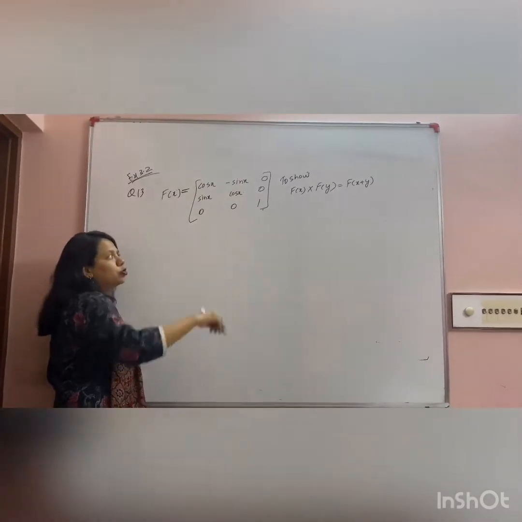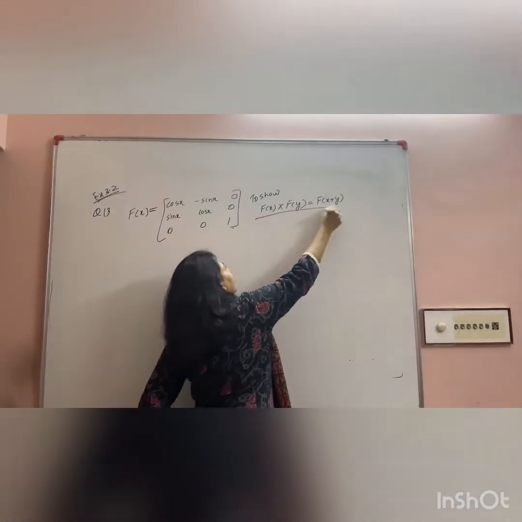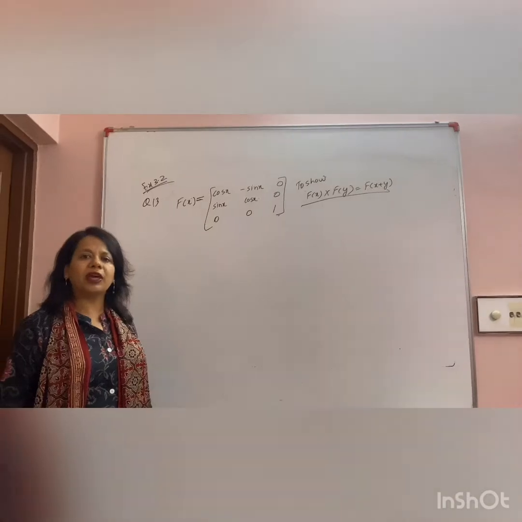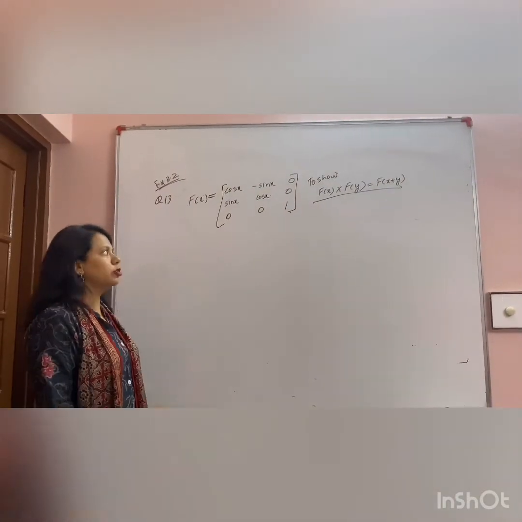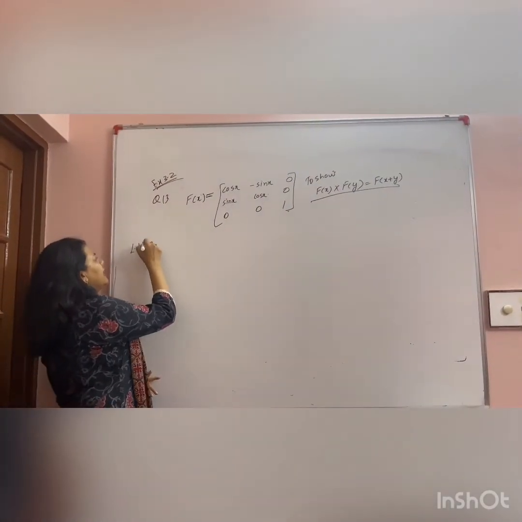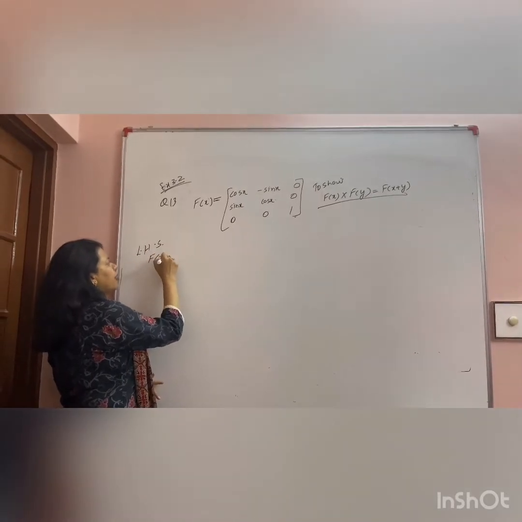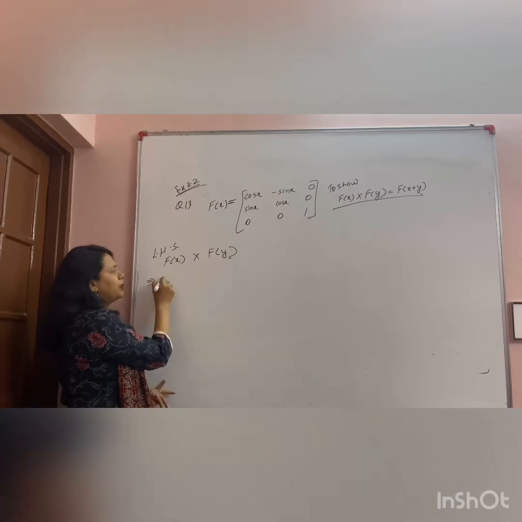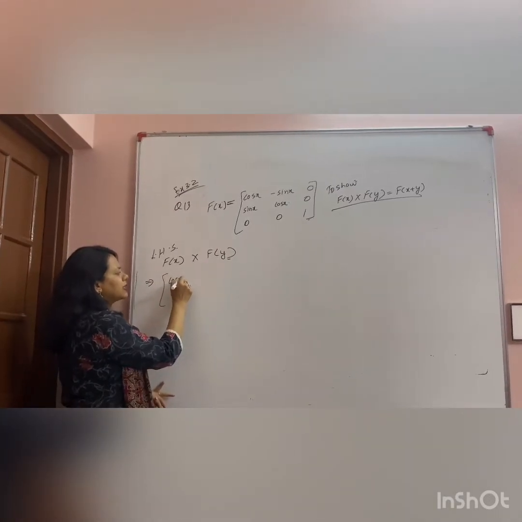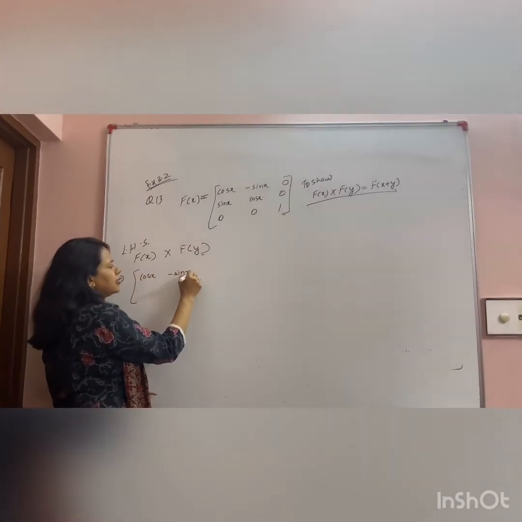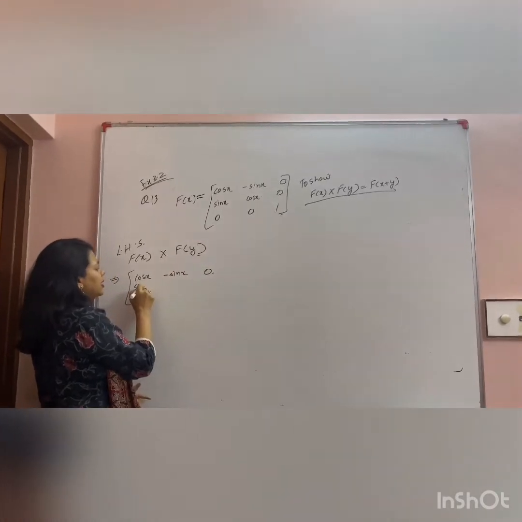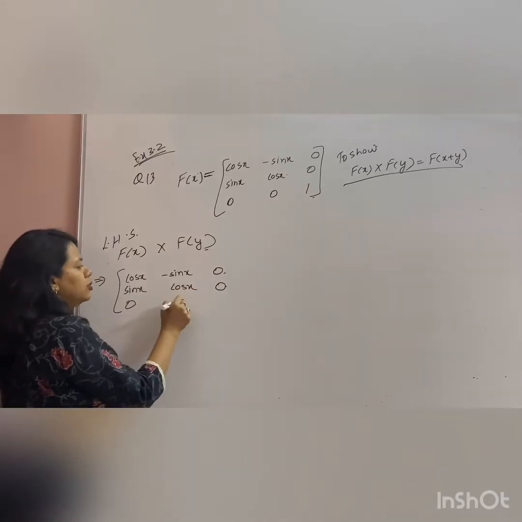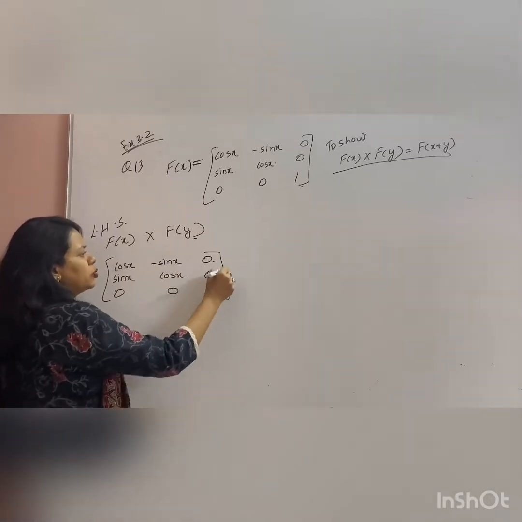Now what am I supposed to show? I am supposed to show that f(x) into f(y) is equal to f(x plus y). That's my question over here. So I start with the LHS first. I need to do f(x) into f(y). So f(x) would be what? The full matrix cos x, minus sin x, 0; sin x, cos x, 0; 0, 0 and 1, into f(y).